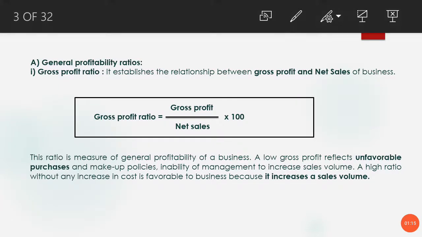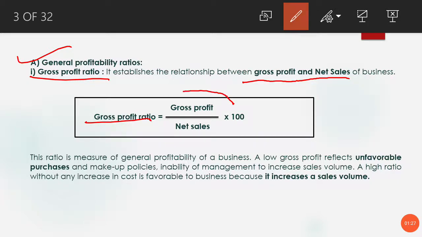A, general profitability ratio. 1. Gross profit ratio. It establishes the relationship between gross profit and net sales of a business. Gross profit ratio is equal to gross profit divided by net sales into 100. This ratio is a measure of general profitability of a business.